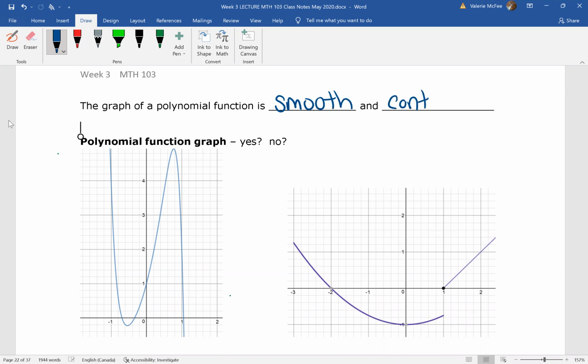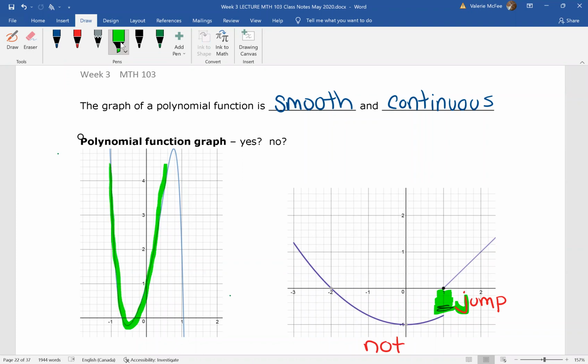Remember when we were looking at those graphs of piecewise defined functions, they were discontinuous, like this one here is discontinuous. It has a jump. You have to lift your pencil. So this one is not a polynomial function. But this one, the first example is, it's smooth, it's continuous. There are no sharp corners. I don't have to lift my pencil. Yes, this one is a polynomial function.